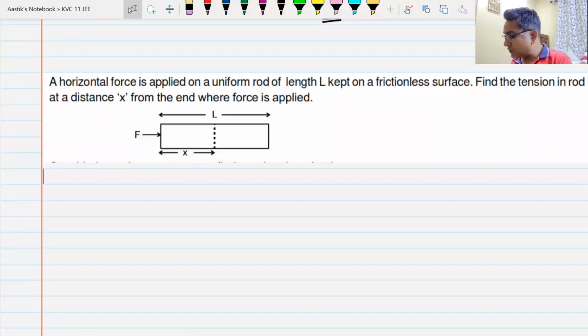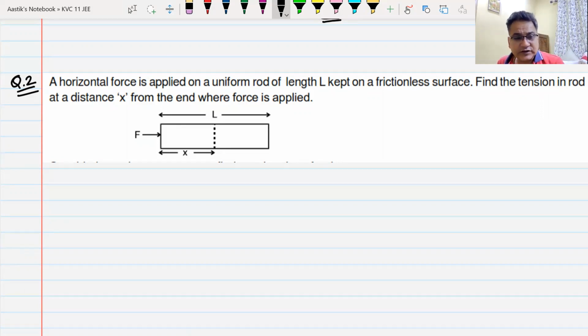Now, a horizontal force F is applied on a rod. This could be a rod, this could be a rope. Basically, this question is, if you apply some force on a body which has length, what is the force in that rod? If this was a rope, it would have been tension in the rope, but the question will not look good. Rope being pushed will not look so fancy. Therefore, they have made it a rod.